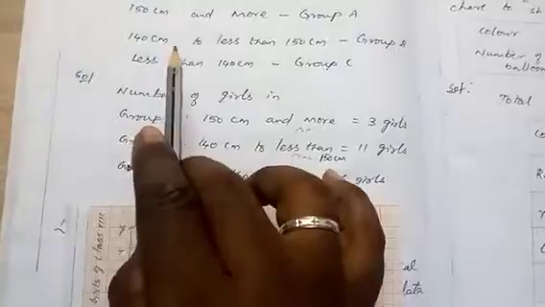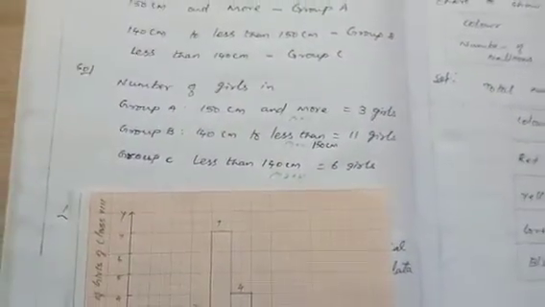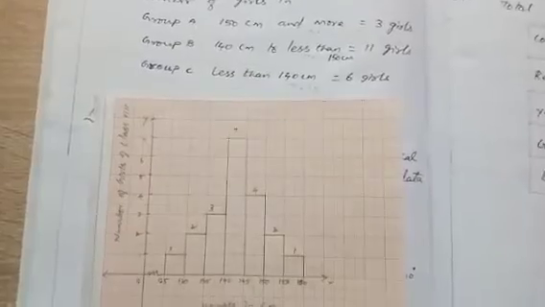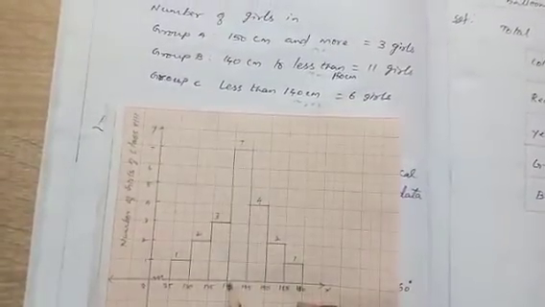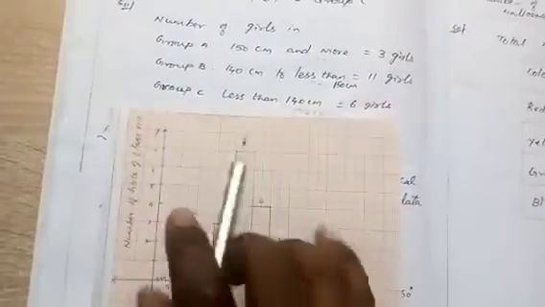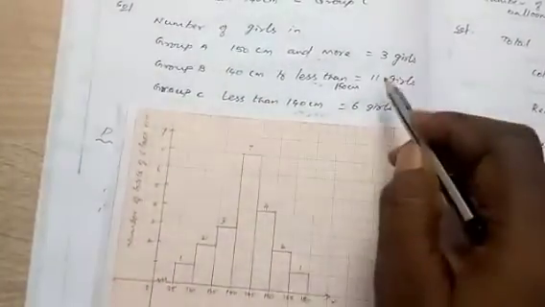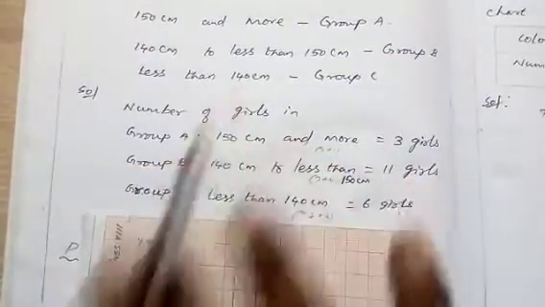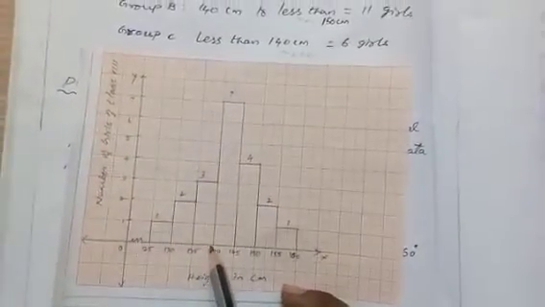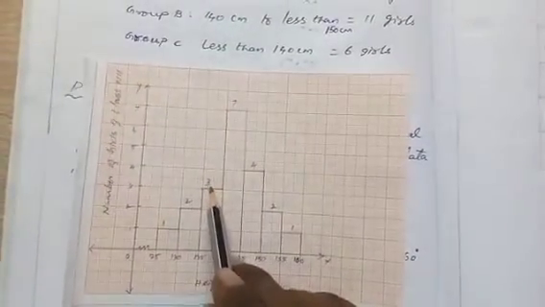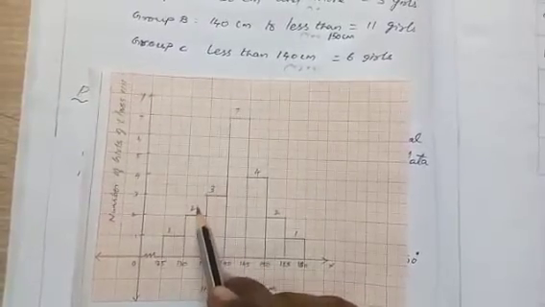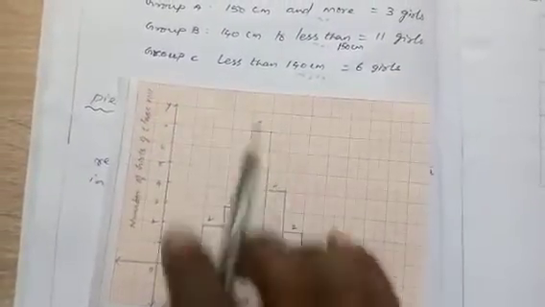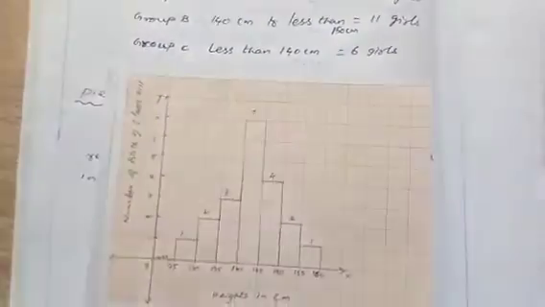The next, group B: 140 centimeters to less than 150 centimeters. In between, 7 plus 4 is 11 girls. So a total of 11 girls are from 140 to less than 150 centimeters. The next, group C, is less than 140 centimeters. So 3 plus 2 plus 1: 3 plus 2 is 5, 5 plus 1 is 6. So group C, less than 140 centimeters, has 6 girls.